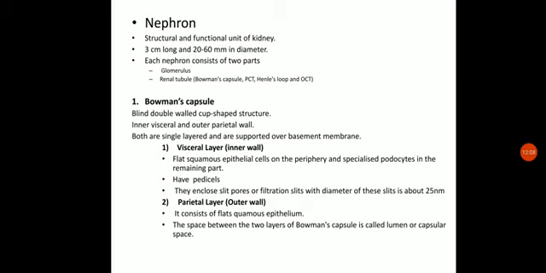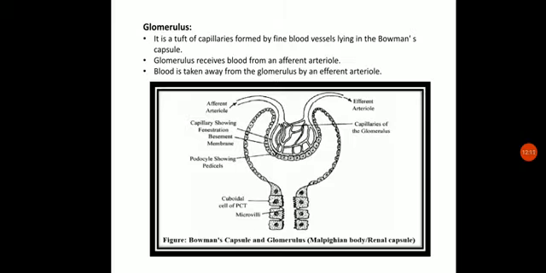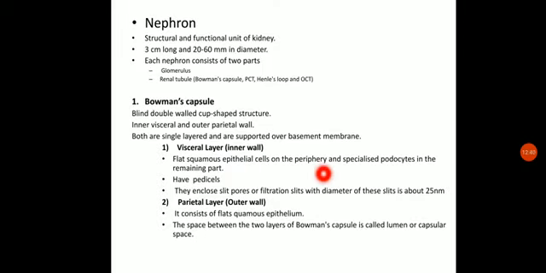Okay. Now, this is the visceral wall. Here you can see the one which is towards this glomerulus is my visceral wall. While the other one over here is the parietal wall. Okay, and this wall, which is basically forming a base to this glomerulus, is my inner wall, or we can say visceral wall.